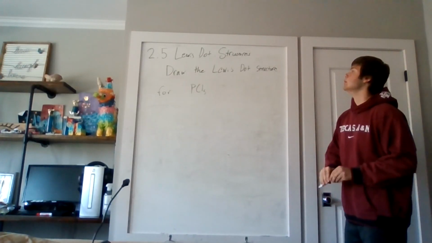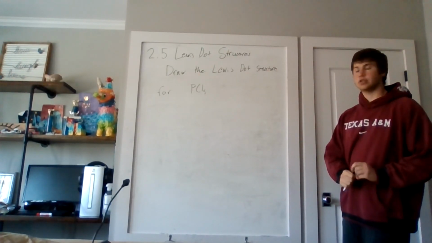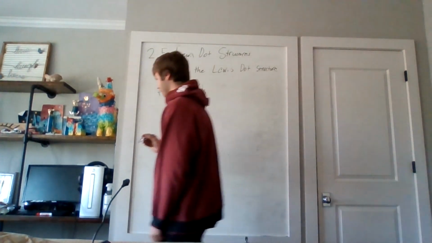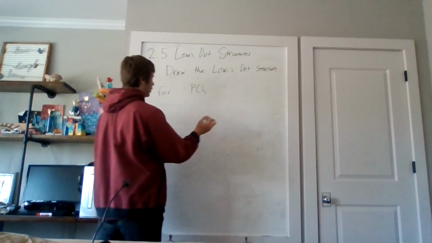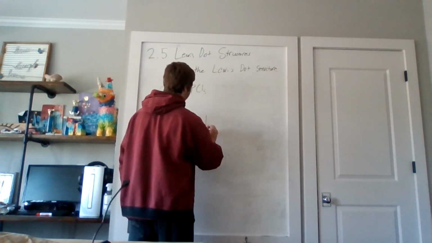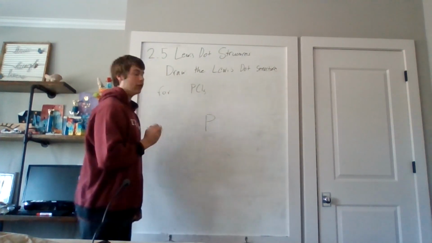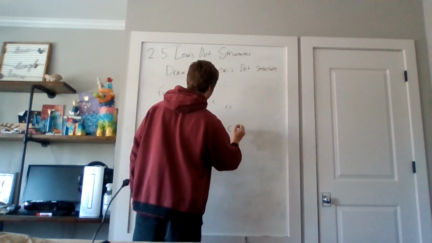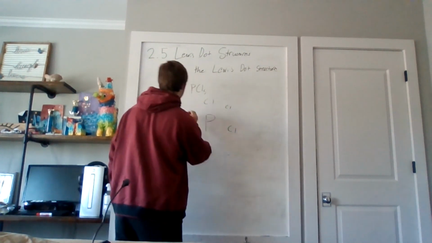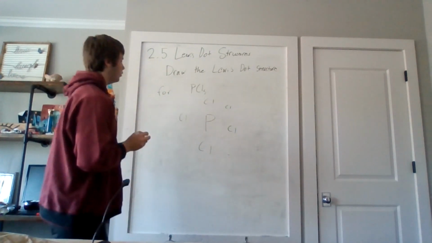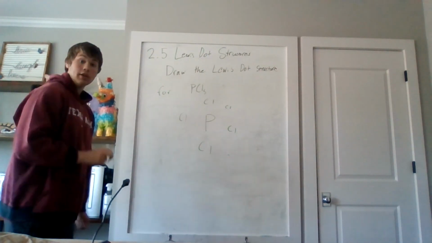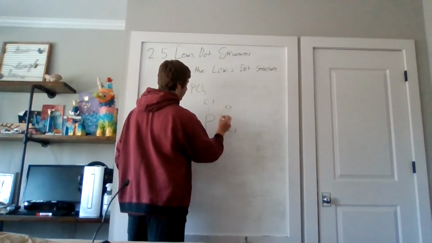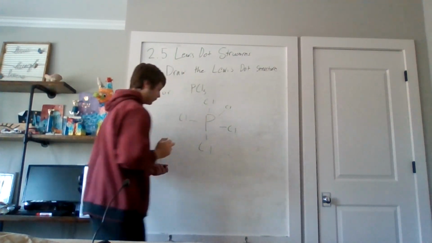For this problem, we have to draw the Lewis dot structure for phosphorus pentachloride. So we're going to draw our thing with the least electronegative element in the middle, which in this case is phosphorus, with 5 Cl's going around it. At first glance, it doesn't look possible because phosphorus will just immediately get more than 8.